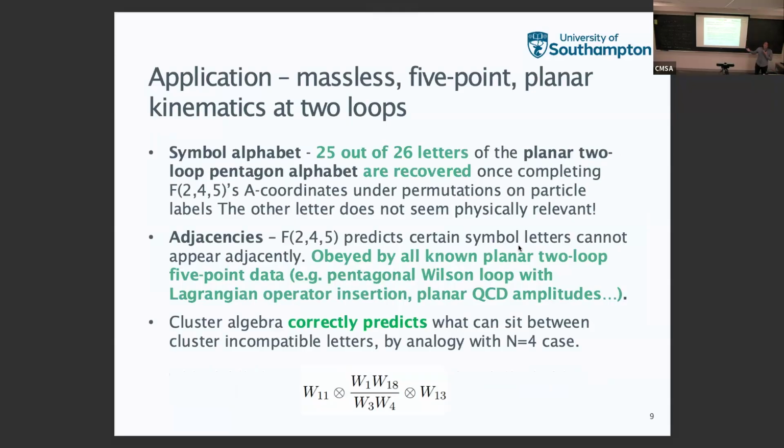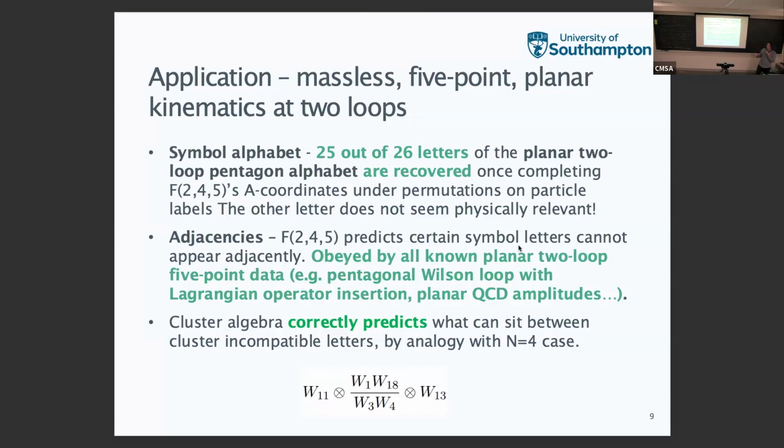First of all, symbol letters. So taking the 5-particle massless scattering example without dual conformal symmetry, there are 26 symbol letters in the alphabet, and this procedure, after using permutations, produces 25 of the 26. The one which you can't find from the cluster algebra interpretation actually seems to drop out of all the answers, so that it can appear in individual integrals, but not in full answers once calculated.